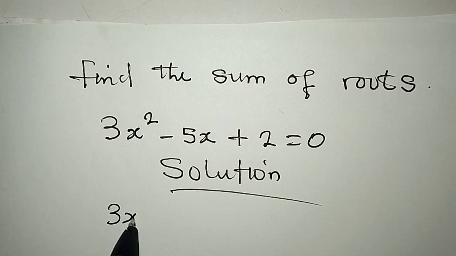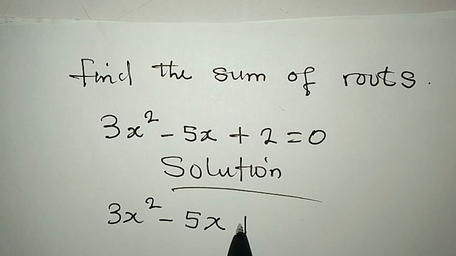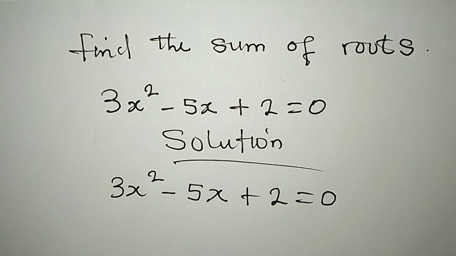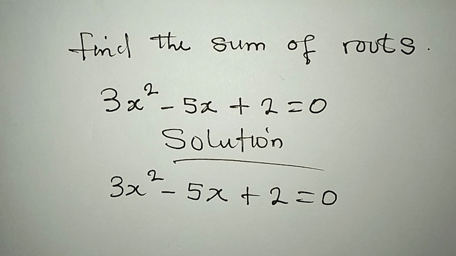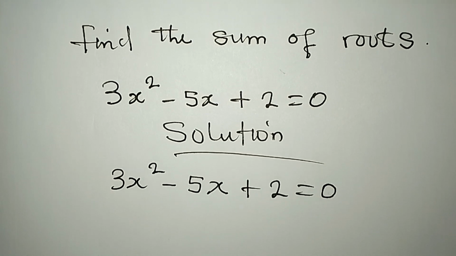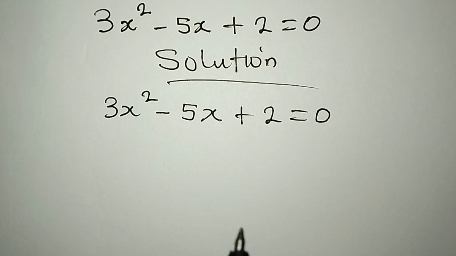We have 3x squared minus 5x plus 2 equals 0. And the question is saying that we should find the sum of the roots. Okay, and I want to do this in two ways. I'll use the long method and then I will give the short method of doing this.